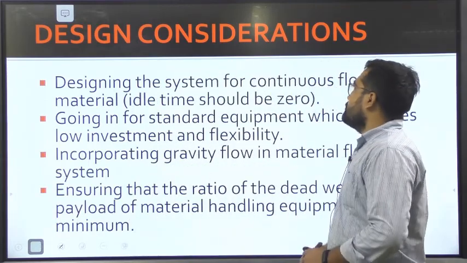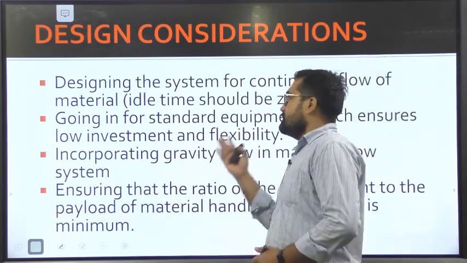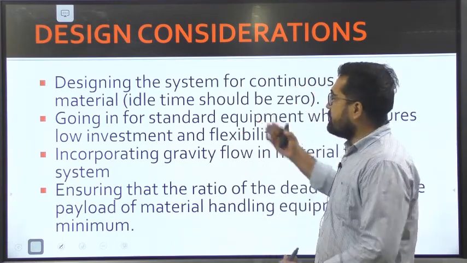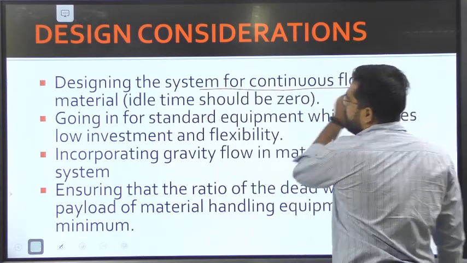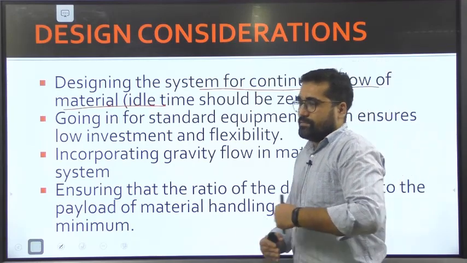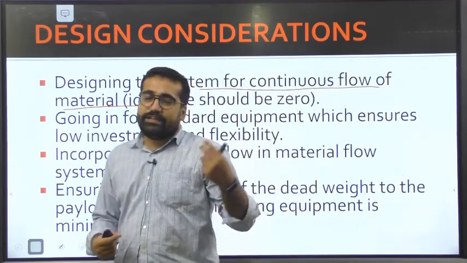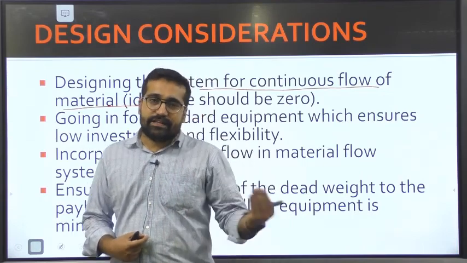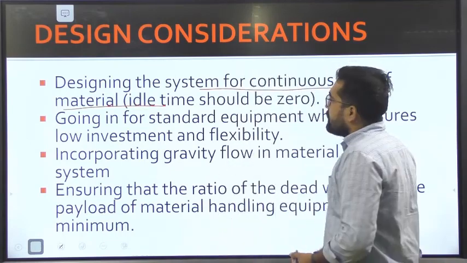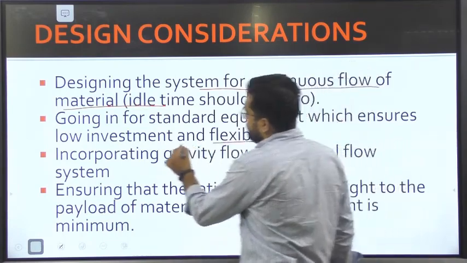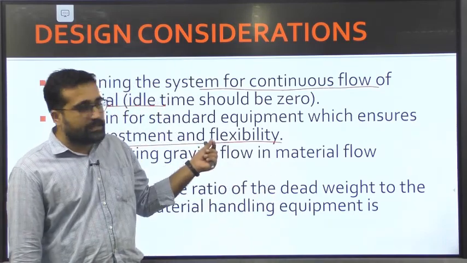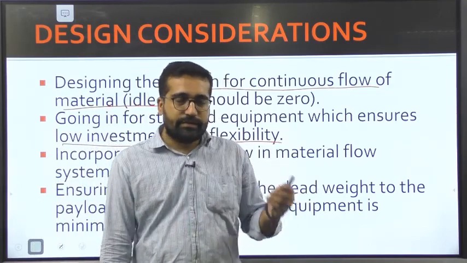A belt conveyor is mostly designed to convey a continuous flow of material. Initial investment will be high, but after that maintenance cost and all will be low. It is a standard equipment which ensures low investment and flexibility. So belt conveyor ensures low investment, and it also gives flexibility in conveying our produce.